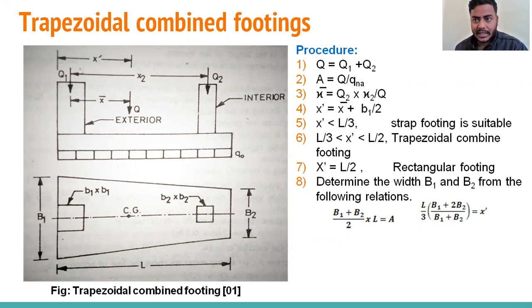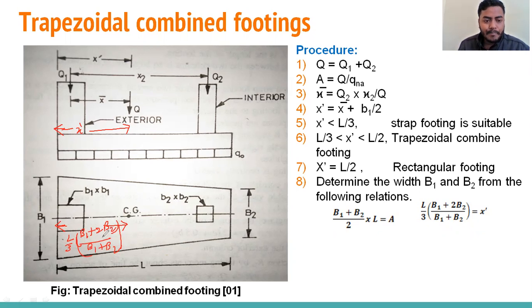Then there is one more relation that is very, very important to understand. See how we have calculated x dash. x dash is the distance between the outer face of column 1 to the resultant of loads, right? So we have calculated it from the loads. Okay. Now, what will be the CG? CG from the larger side, there is a formula that you can remember: L by 3 into (B1 plus 2 B2) by (B1 plus B2). So this is the center of gravity.